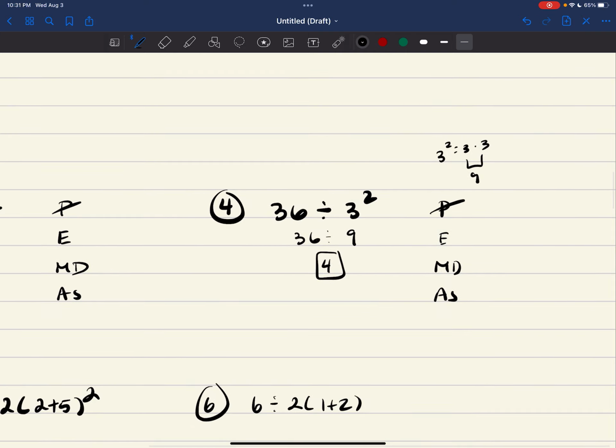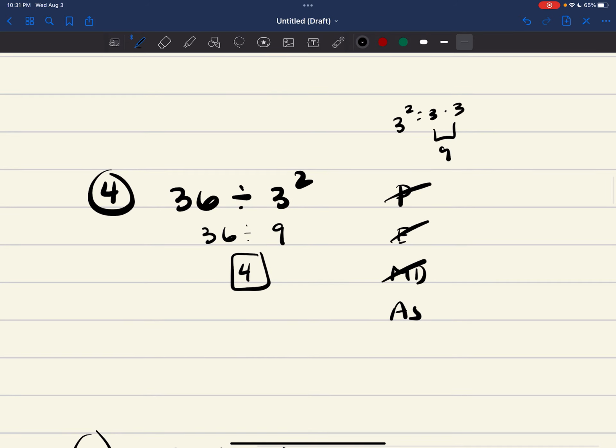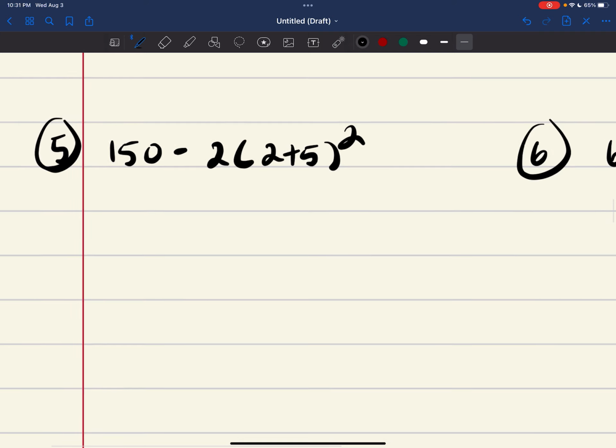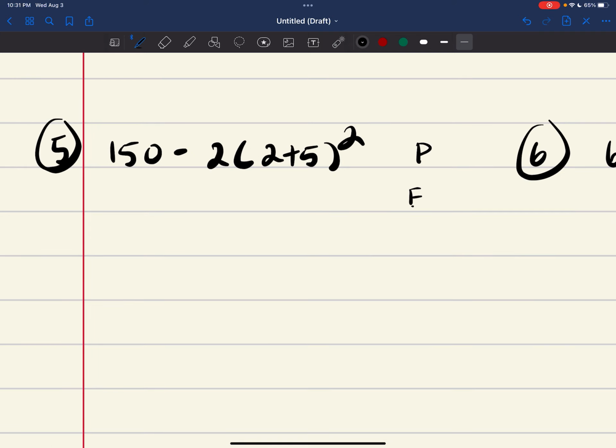So I am done with that, and I'm going to go ahead and start crossing these out because I don't need to do anything else. Number 5, let's go ahead and rewrite parentheses, exponent, multiplication, division, addition, and subtraction. Parentheses, do I see any parentheses? Yes, I do have these curly brackets over here. Now, that means I have to handle whatever is inside the parentheses and then rewrite everything else.